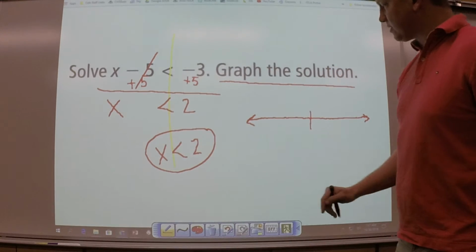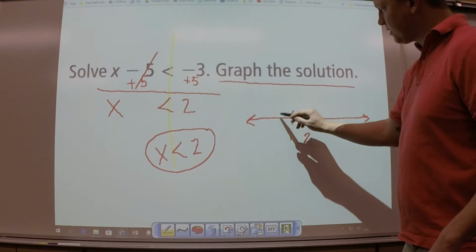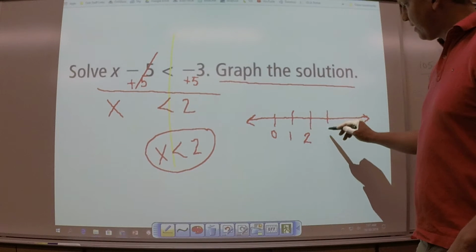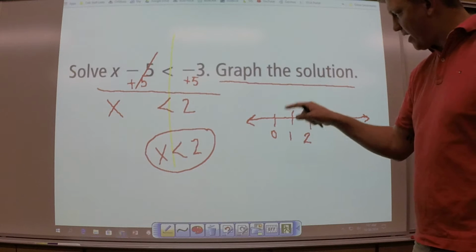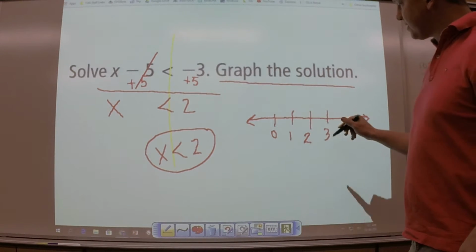Okay, I graphed this piece right here, so I would write a 2. You could put your other numbers on there if you want, but you don't have to. But the way number lines have to work is they go by the same amount every time. Try to get your spacing consistent.